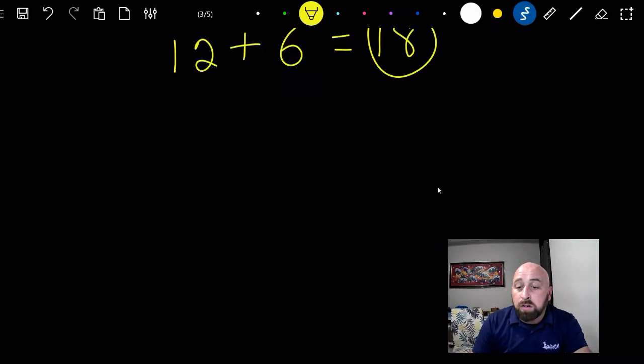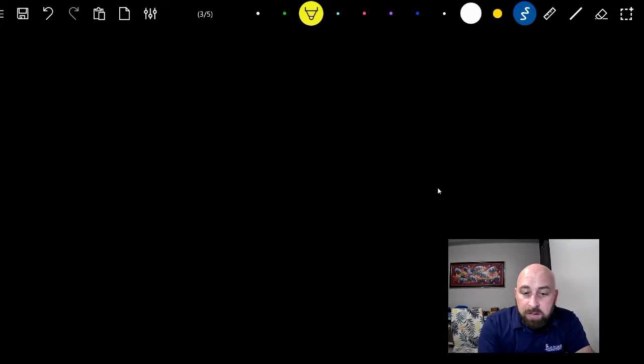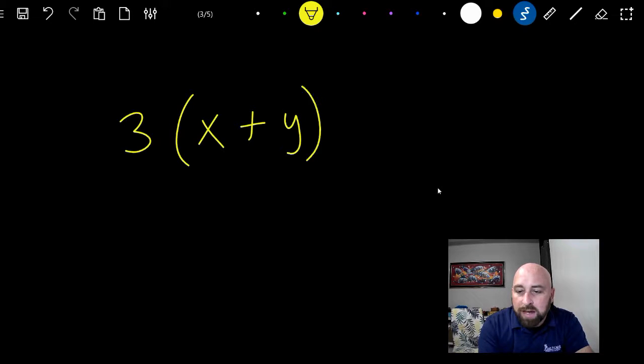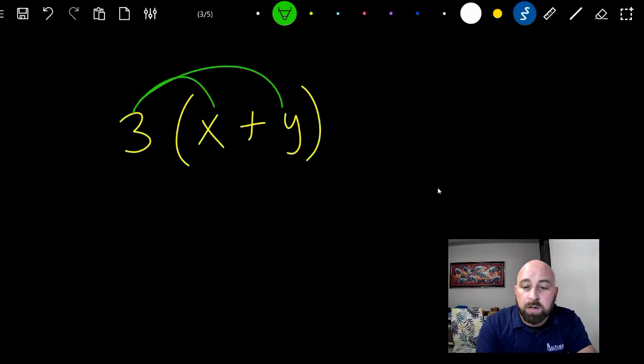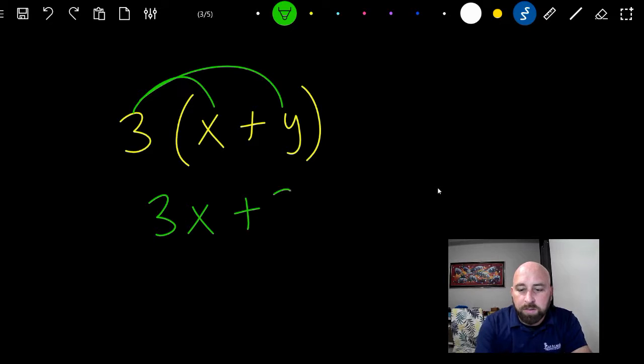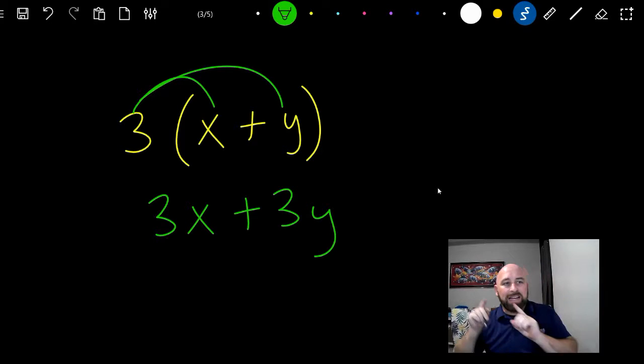Now let's do one of those with a letter instead. So let's say that we have a 3 outside and we have an x plus y inside. We want to distribute, because now here's the thing about algebra, we can't do this anymore. You say order of operations says to do inside the parentheses. You can't do inside the parentheses. There's no way to solve that. So here's what we're going to do. We're going to distribute, and we get 3x plus 3y. The x gets a 3 and the y gets a 3.